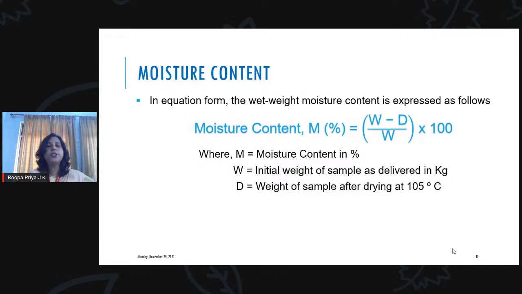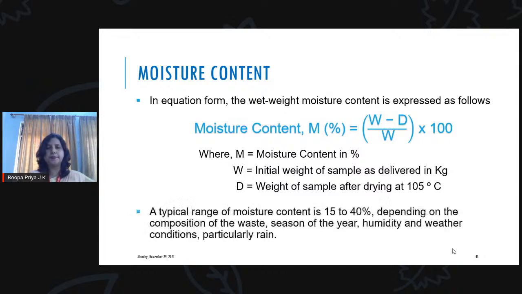So this is the equation for the moisture content calculation, where we're using the wet weight moisture content method. And this is what we have. Moisture content, which is expressed in percentage, is equal to (W minus D) divided by W into 100, where M stands for moisture content in percentage, and W is for initial weight of sample as delivered in kg. D is the weight of sample after drying at 105 degrees centigrade.